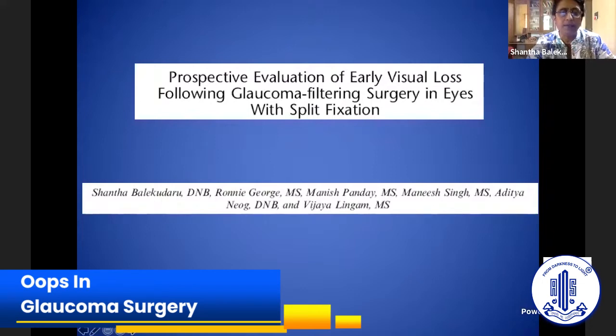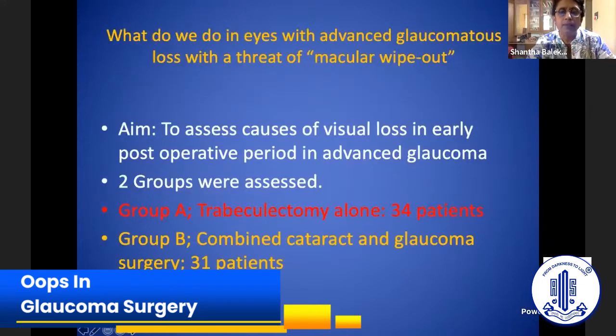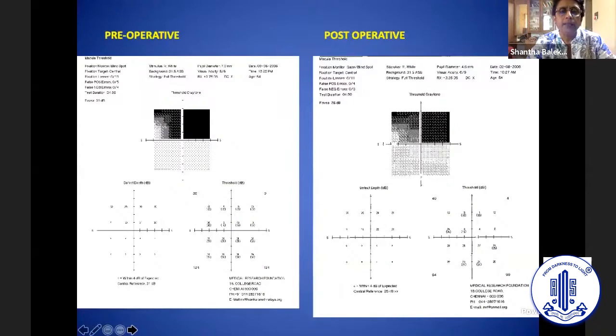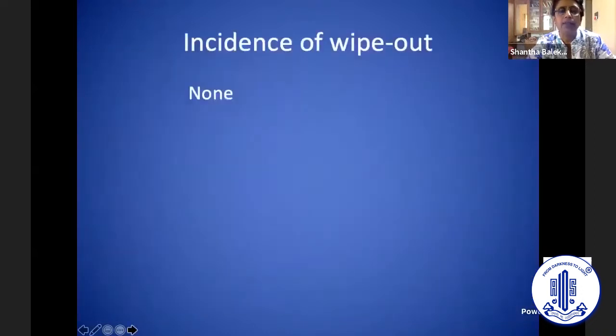So we looked at patients with this kind of split fixation with a mean deviation from -25 to -30 decibels, really, really advanced glaucomas. And about 31 patients with combined cataract glaucoma surgery and 34 patients who underwent trabeculectomy were prospectively followed up. This is the kind of field loss that they had, very advanced, and this was the picture following glaucoma surgery. There was no loss of the central vision. None of our patients experienced a wipeout.